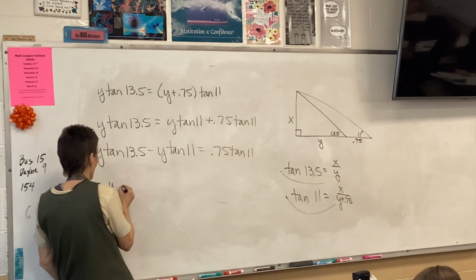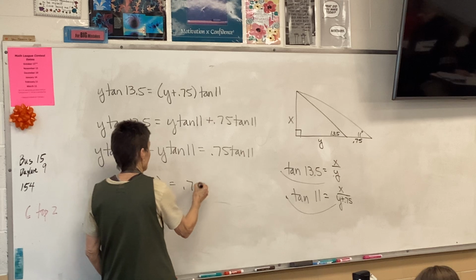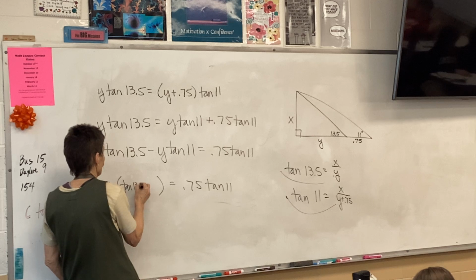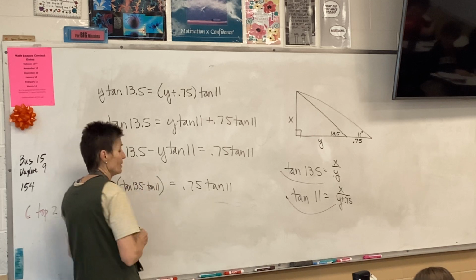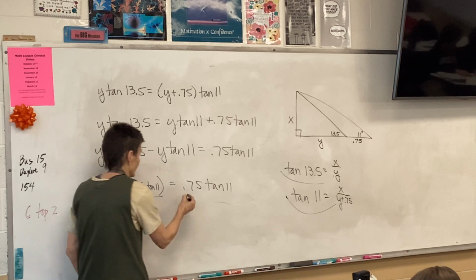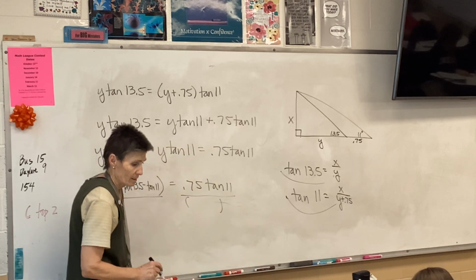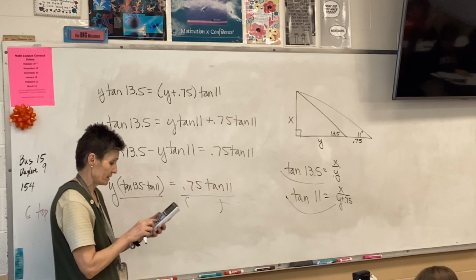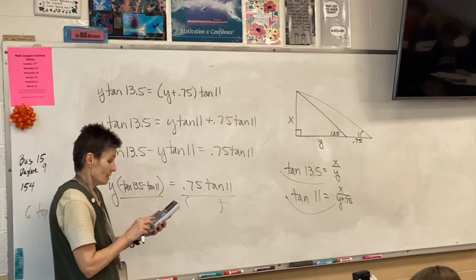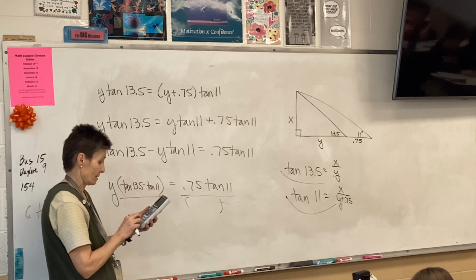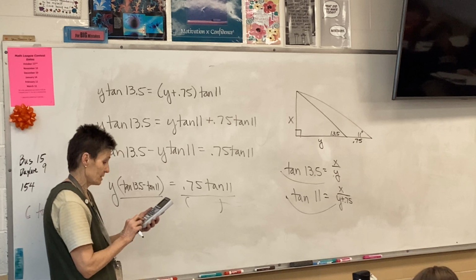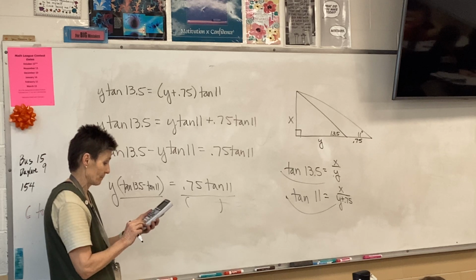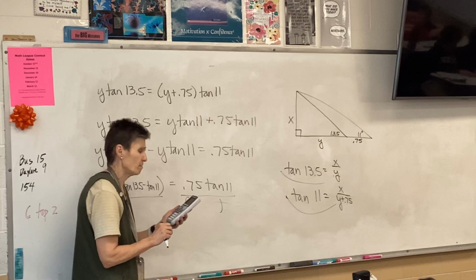And when I take out my y, it's going to leave me with a parentheses, right? Tan 13.5 minus tan 11. And then I will divide by the parentheses. All right, let's take that in and see what we get. 0.75 tan 11 divided by parentheses tan 13.5 close parentheses minus tan 11. I got 3.19.